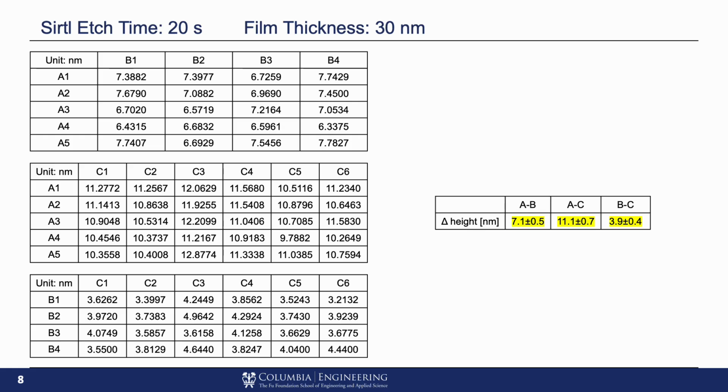These results appear internally consistent. A to C shows the largest height difference, B to C the smallest, which matches the expected ordering based on the relative etching rates. At this point, the method appears to work reasonably well, motivating the next step, testing the reproducibility using a second sample with a longer etching time.